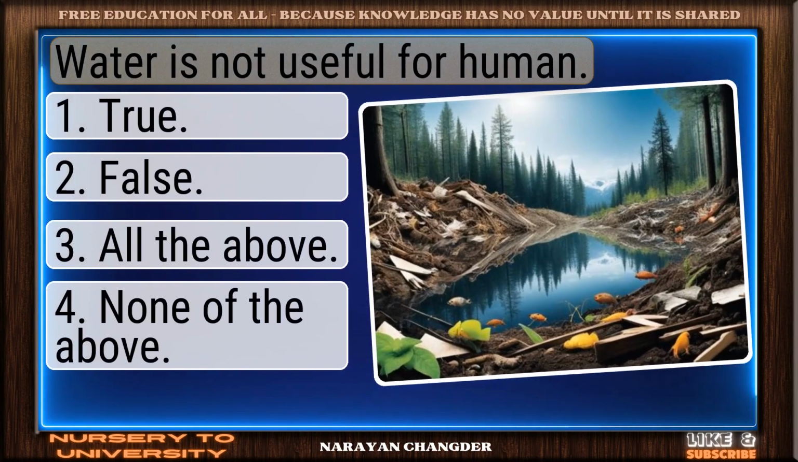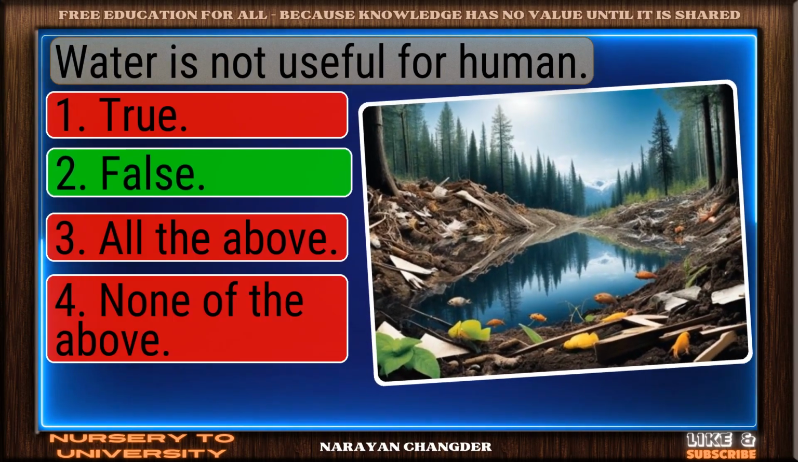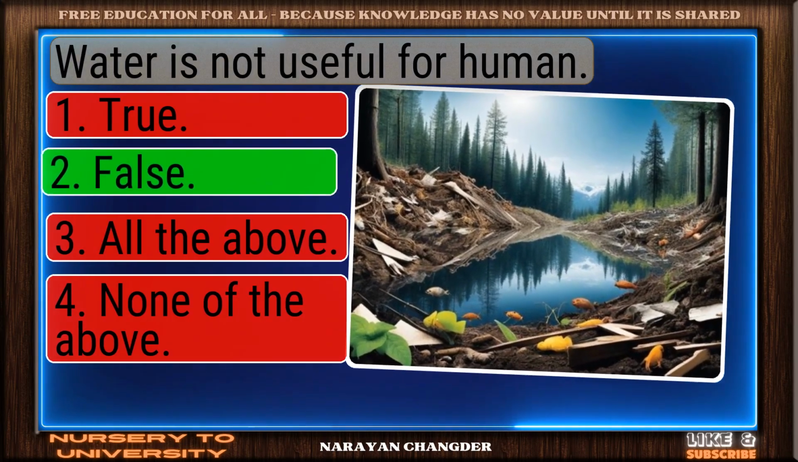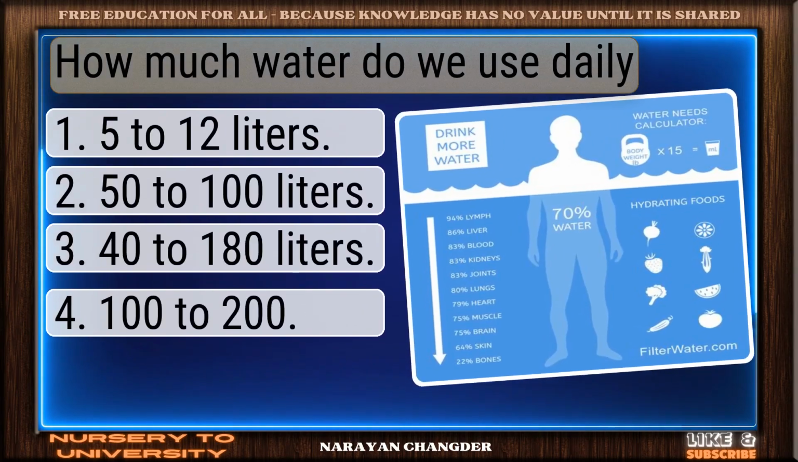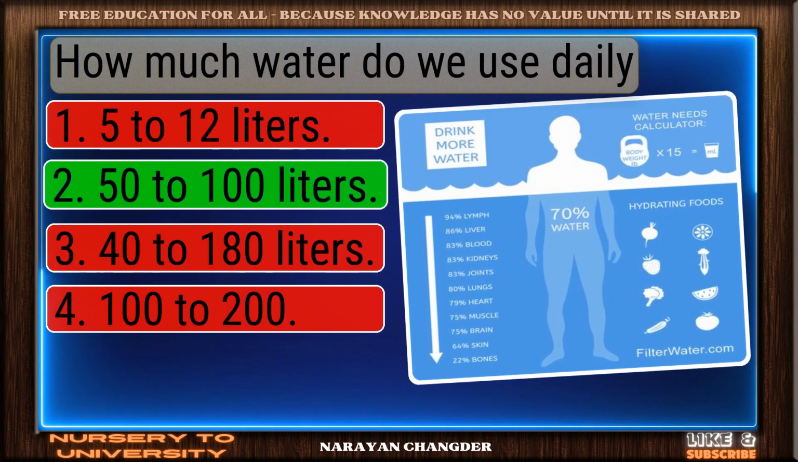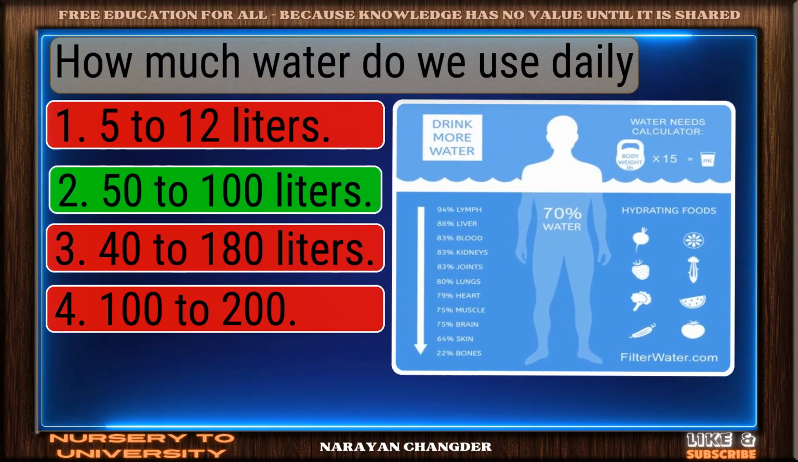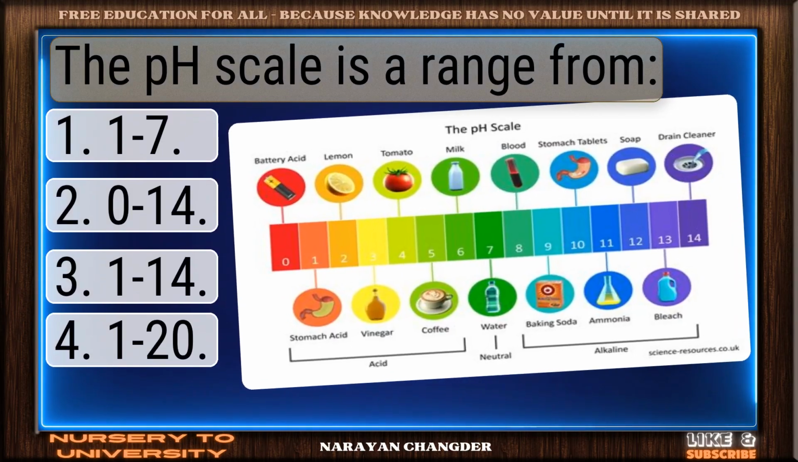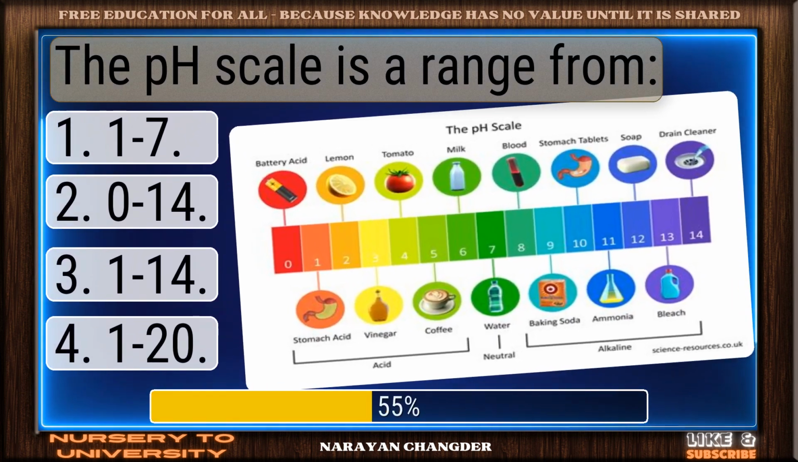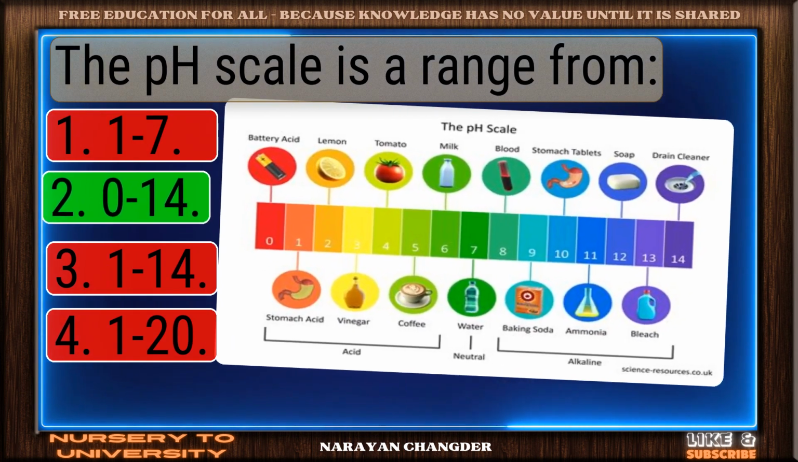Water is not useful for humans. Right choice. False is the best answer. How much water do we use daily? Right again. 50 to 100 liters is a valid answer. The pH scale is a range from. Excellent choice. 0 to 14 is the right answer.